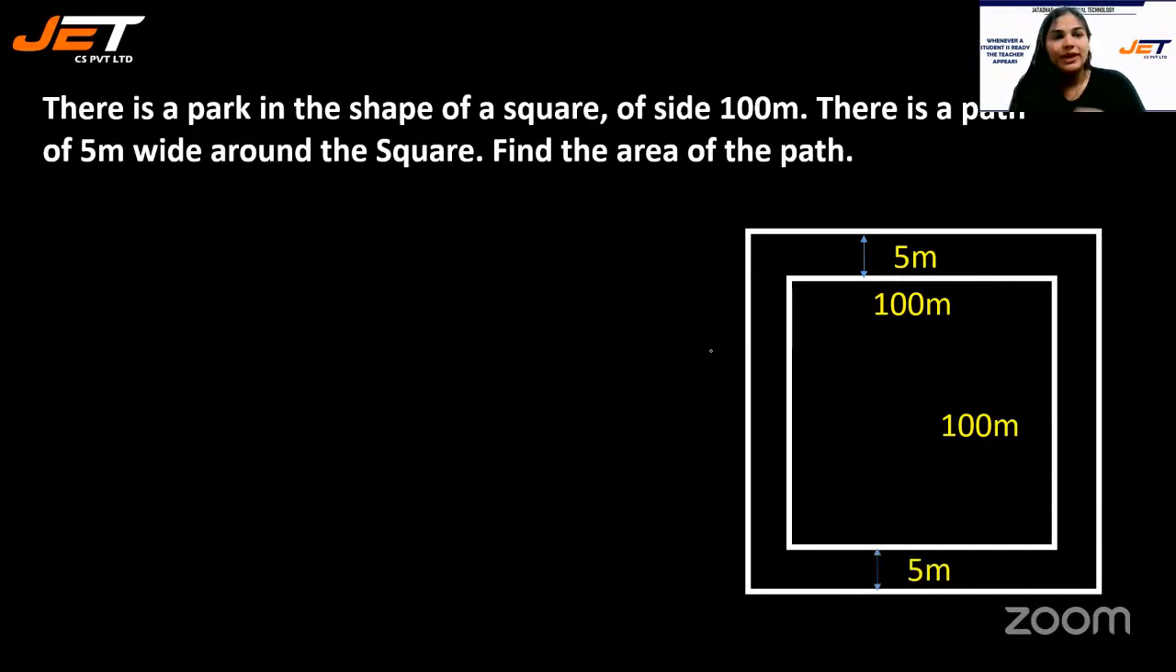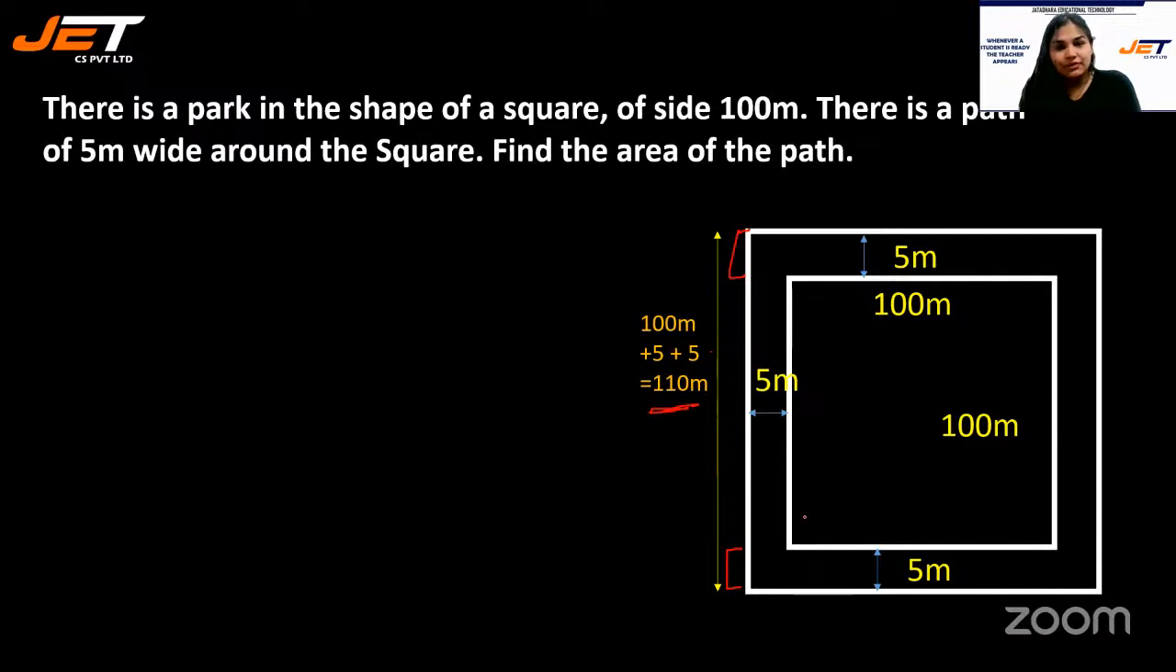You know that the path is 5 meters wide. That means 5 meters we are extending from here, and 5 meters we are extending from here. 5 plus 5 is 10. That means 100 was the inside one, and if you add 10 to it, that will become 110. All the sides of a square are equal, so all the sides will be 110.